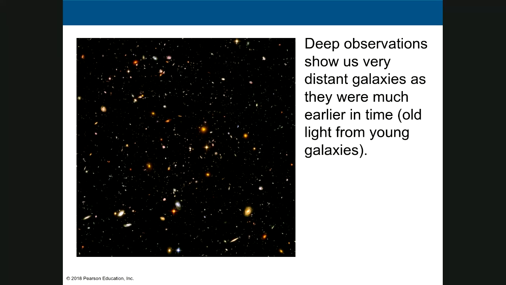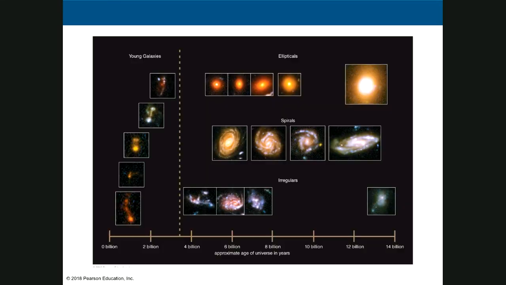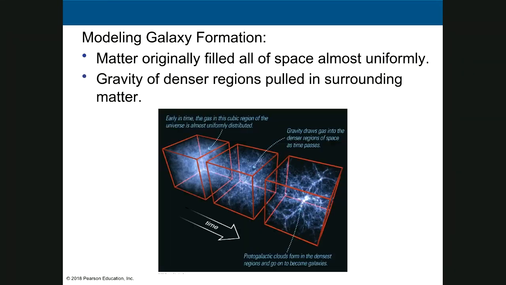So what do our deep observations tell us that show us distant galaxies as they were earlier in time? This goes back to that look back time idea. When we say something is 12 billion light years away, it's what it looked like 12 billion years ago. But everything's just a little more extreme there.